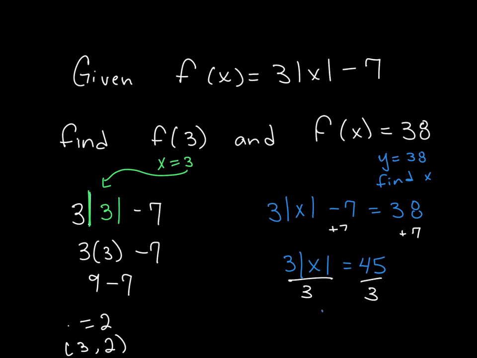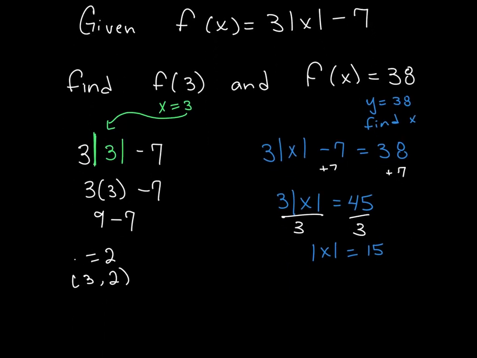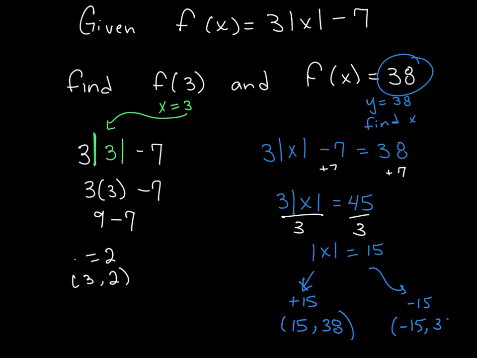So now I have the absolute value of x is equal to 15, and that means I have two different answers here, because the absolute value of x can either equal a positive 15 or it can equal a negative 15, and that's going to give me two solutions. Remember, these are my x values, so that one is going to be 15 comma 38, and again, the 38 is what we designed it to do from the very beginning. And then the other point that I'm going to have here is going to be negative 15 comma, again, 38.